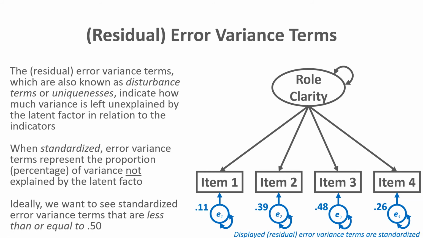So ideally, we want to see standardized error variance terms that are less than or equal to 0.50, meaning we don't want too much leftover variance unexplained after we account for the effect of our latent factor on that particular indicator.